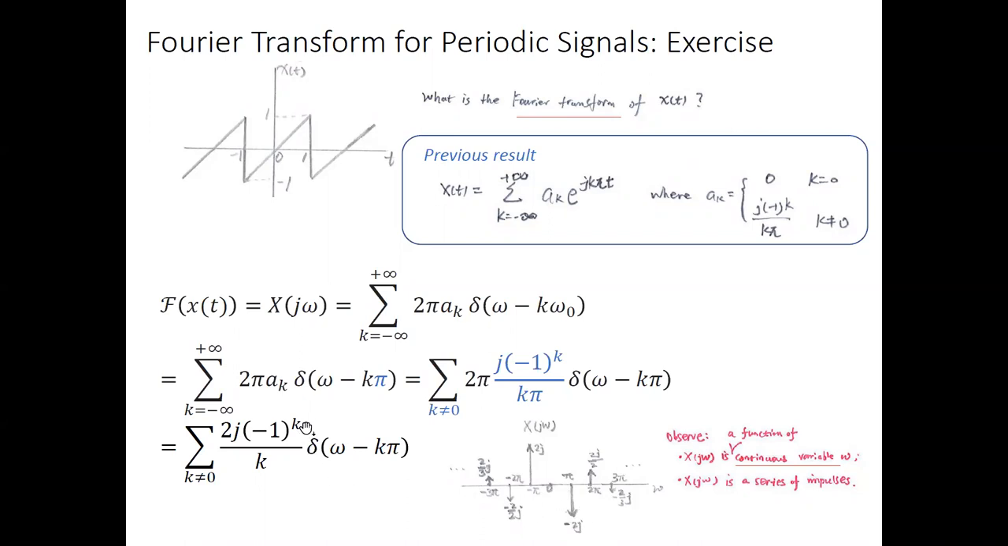And for k equals minus 1, because with this additional minus sign, it becomes positive 2j. So at k equals minus 1, in other words, omega equals minus pi, the impulse has a coefficient 2j. In a similar way, you can calculate the coefficient corresponding to every integer k. But basically, it is a so-called odd signal, because of this anti-symmetric structure, right? If we mirror it over the horizontal axis, it's also mirrored over the vertical axis.